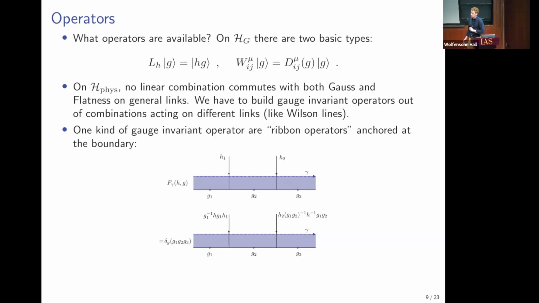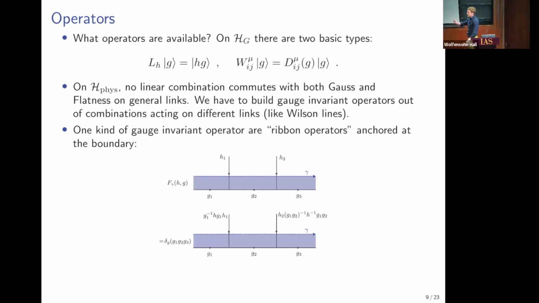Yes. So you could add as many legs as you want. If there was a leg going down here, it just wouldn't be acted on by this ribbon. This ribbon does nothing to those legs. Oh, yeah. You said that Wilson line was a special kind?